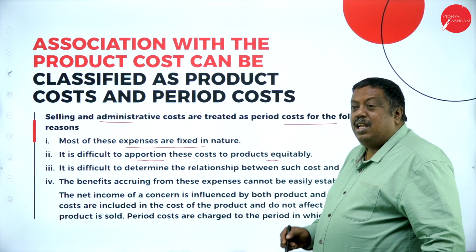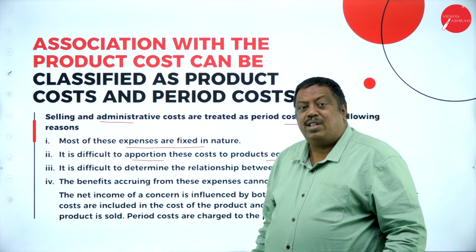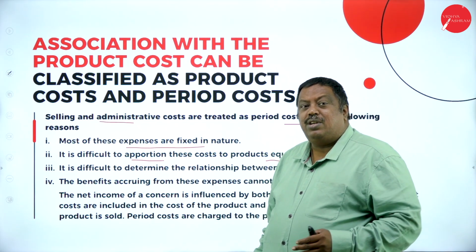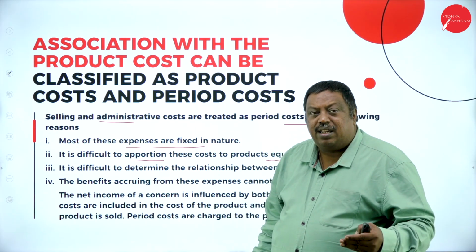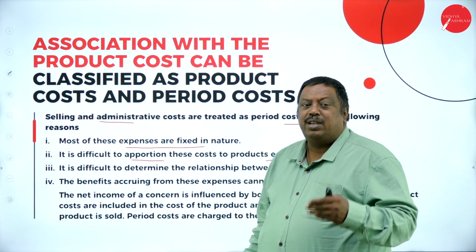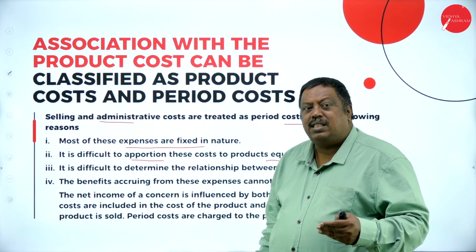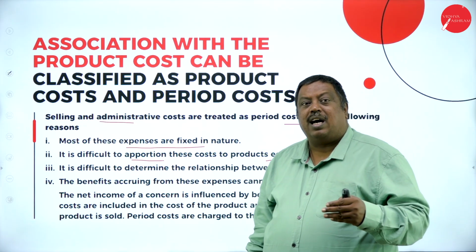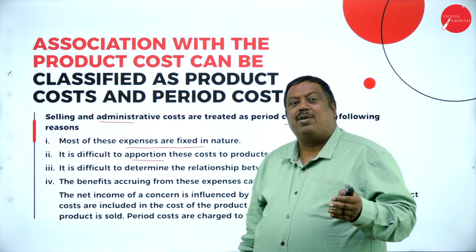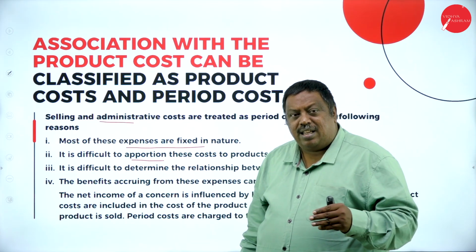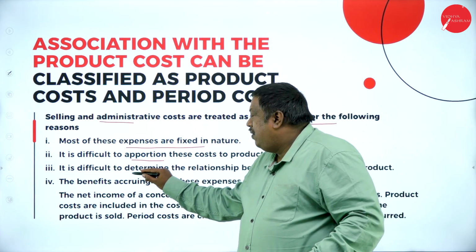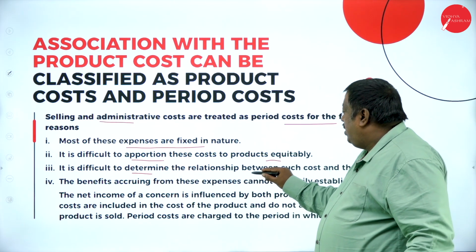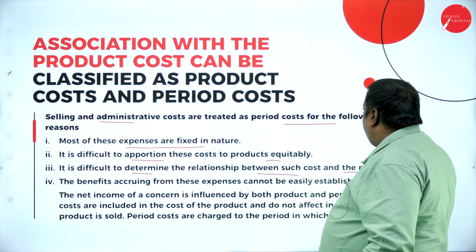They're saying that it is going to be very difficult for the person who has to estimate what amount should be added to my product cost. So it is going to be very difficult for me. That is the reason the number of units produced matters, and based on that, the cost will be identified. It is difficult to determine the relationship between such cost and the product.